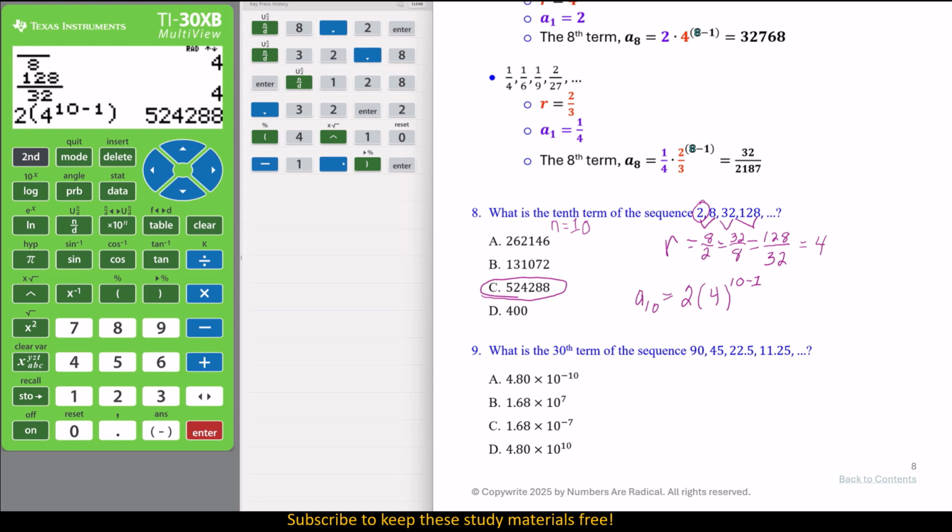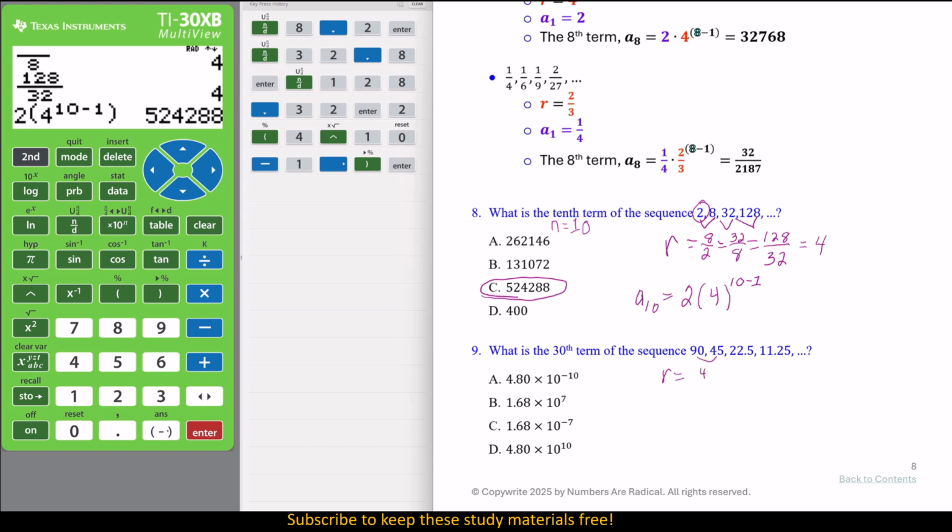All right, let's look at number 9. What is the 30th term of the sequence? And here's our sequence. All right, we're working with geometric. So we know that we have to create a common ratio. Can I point this out for number 8 also? If we had subtracted, you can see right away we're not going to have a common difference. And that always clues us in to maybe we have a common ratio. Okay, well, let's see what we have here.